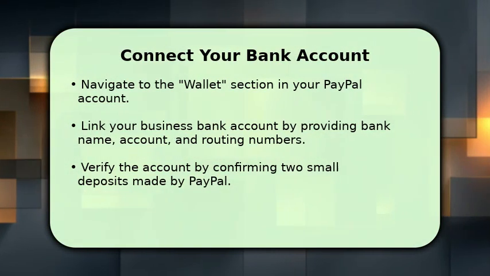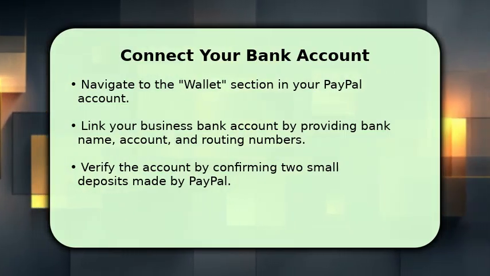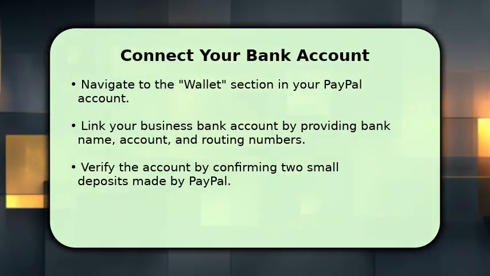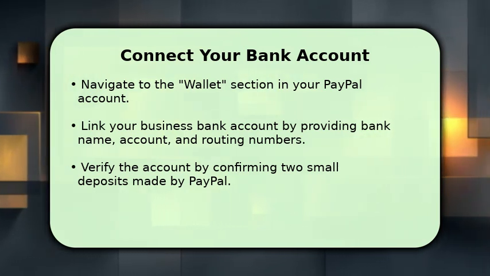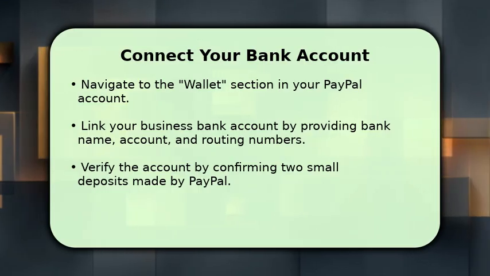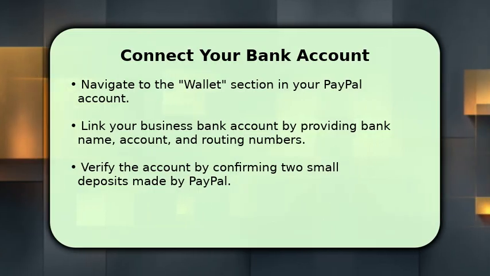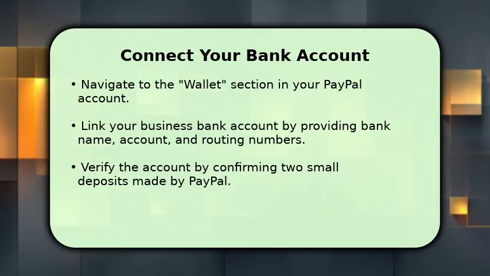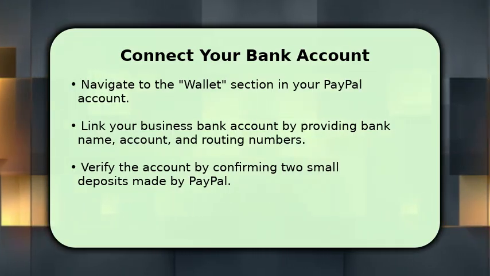Once your business identity is verified, it is time to link your company's bank account. Go to the Wallet section within your PayPal account. You can link your business bank account by entering your bank's name, account number, and routing number. PayPal will then send 2 small deposits, typically a few cents, to your bank account. You will confirm these amounts in PayPal to complete the verification process.